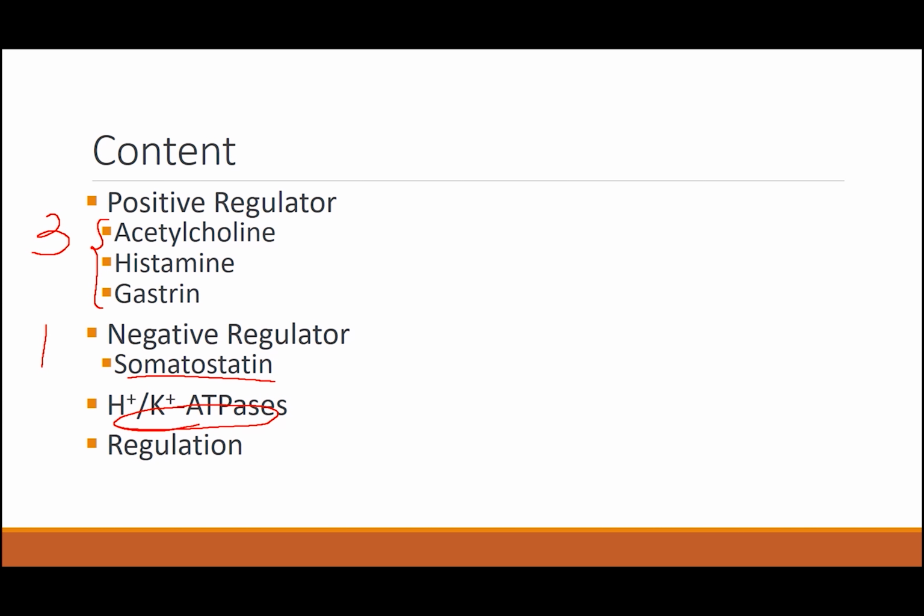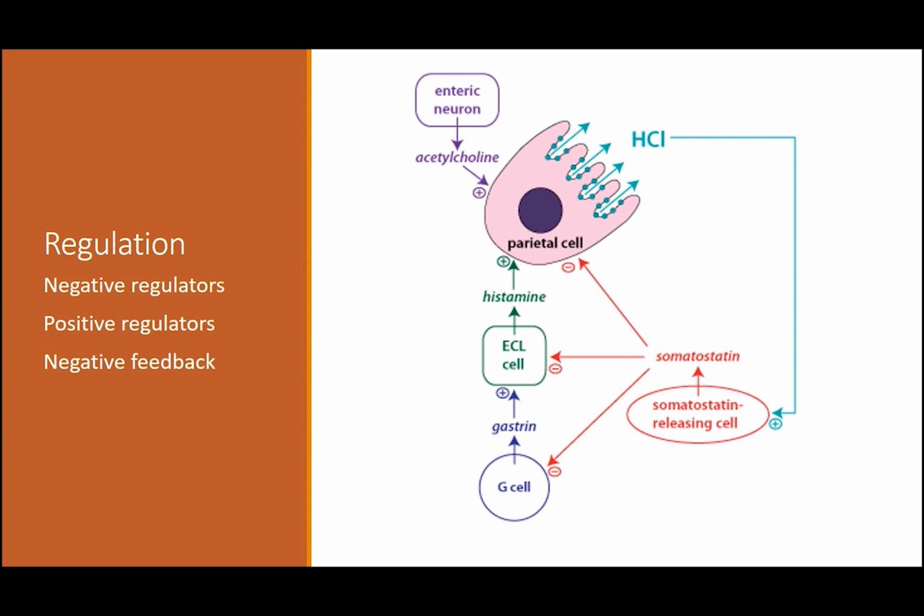All three positive regulators increase the acid secretion by promoting the insertion of additional proton potassium ATPase pumps. When the cell is at rest, these pumps are located in vesicles inside the cells. When the cell is stimulated, these vesicles fuse with the plasma membrane, thereby increasing the surface area of the plasma membrane and also the pump numbers. The figure shows the whole picture, how the different molecules interact to regulate acid secretion.